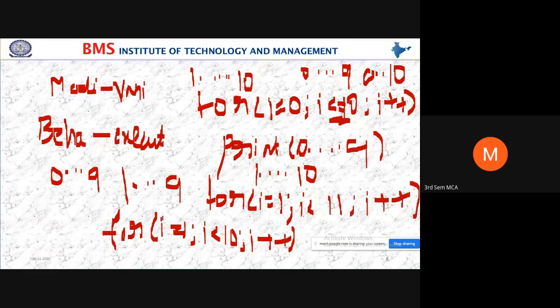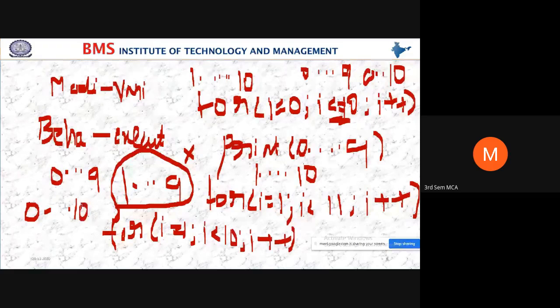So this variation is not changing the behavior of the program, but this behavior is not matching with my requirement. Correct, students? My requirement is 1 to 10. If it were displaying 0 to 10, then I would have accepted, because it is displaying from 0 to 10. Now it is missing one number.